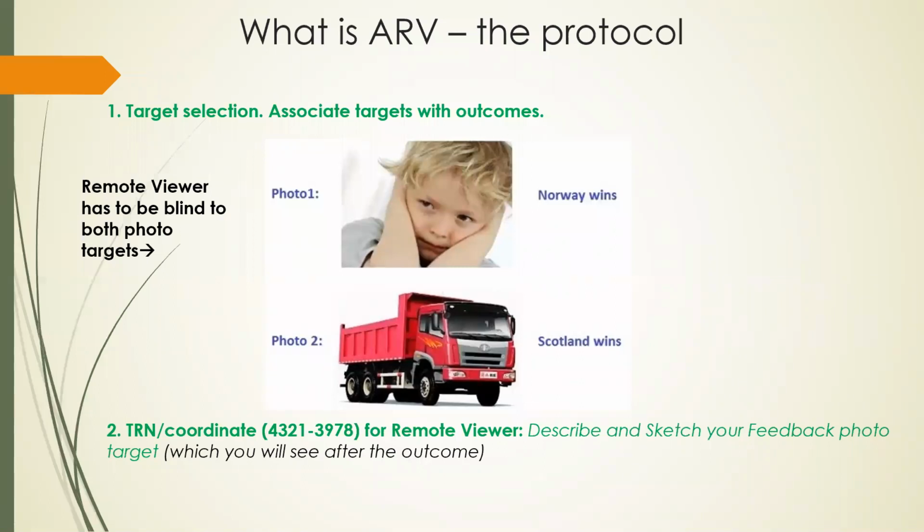And the tasking for the viewer, or the intention of what the viewer needs to do, is to describe and sketch the feedback photo target. And this feedback photo target the viewer will see only after the outcome is known. And this will be, of course, only the feedback photo which is associated with the actual outcome of the event. So let's see further.